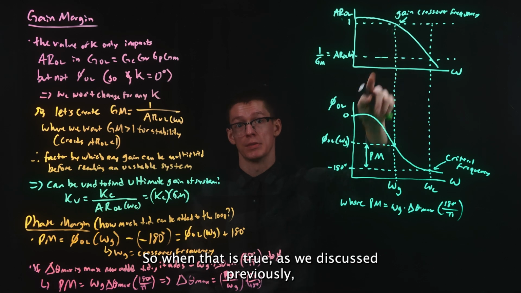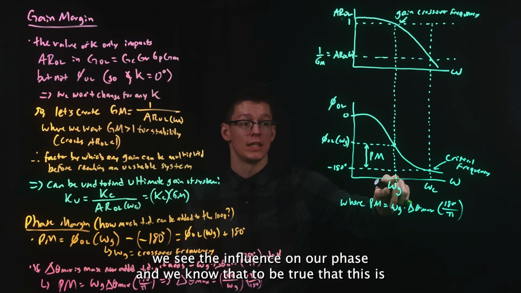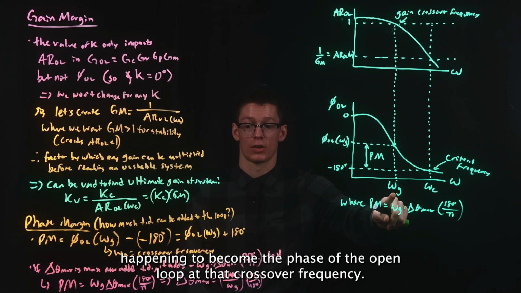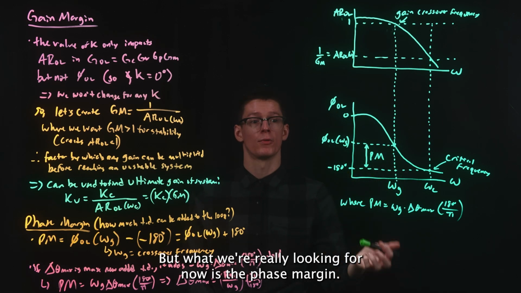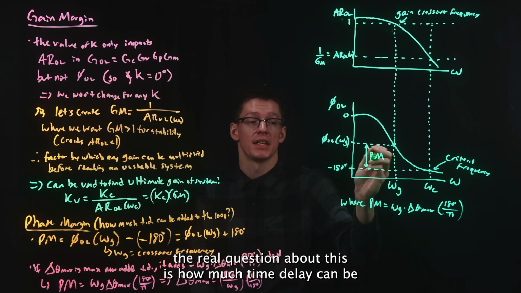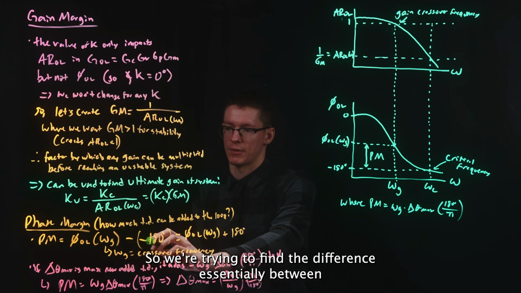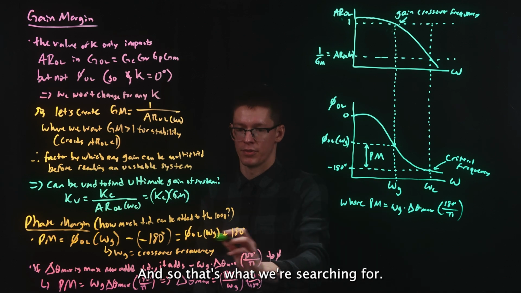So when that is true, as we discussed previously, we see the influence on our phase, and we know that this becomes the phase of the open loop at that crossover frequency. So we see the influence it has on both plots, but what we're really looking for now is the phase margin, the actual difference here, which is related to the time delay in the system. The real question is how much time delay can be added into the loop before we become an unstable system. So we're trying to find the difference between where that value actually is and minus 180. That's what we're searching for.